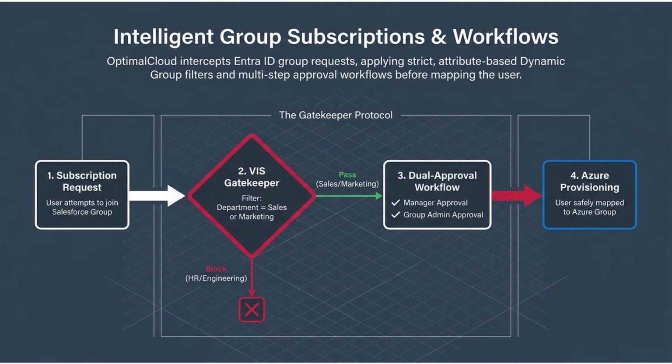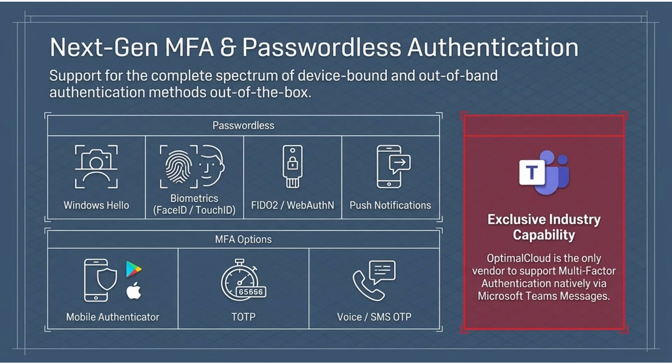Which keeps things super clean. It ensures that your Entra ID environment remains pristine and that access is strictly governed by both algorithmic attribute logic and human oversight. That handles the authorization for specific groups. But what about the actual moment the user tries to log in? Multi-factor authentication. Right, MFA. MFA is table stakes now, but Optimal's approach seems surprisingly robust out of the box. They support the complete spectrum of device-bound and out-of-band methods. We're talking passwordless options like Windows Hello, biometrics like Face ID and Touch ID, FIDO2 security keys, push notifications, plus your standard options like time-based one-time passwords, and voice or SMS.